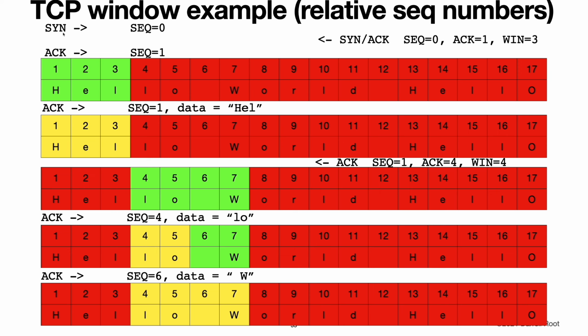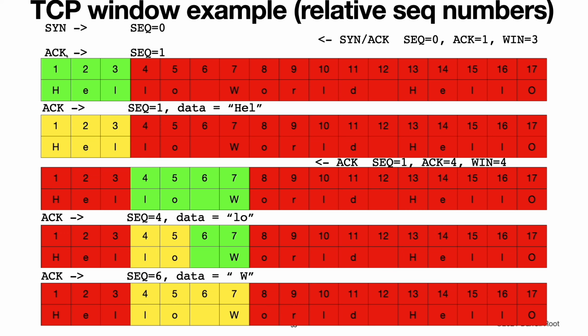So we start out at the beginning. We have a new socket. We send our SYN, sequence number 0. We get our SYN ACK, and it's ACKing sequence number 1, meaning that the server is allowing us to send bytes starting with byte number 1. And it sent us a window. For this exercise, we're going to use a ludicrously short window of 3.